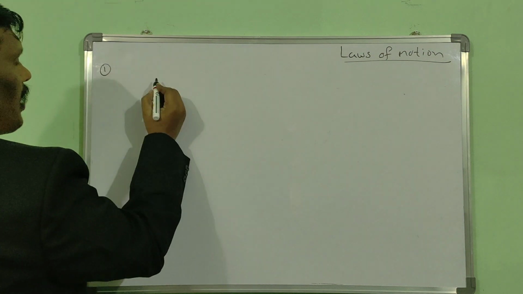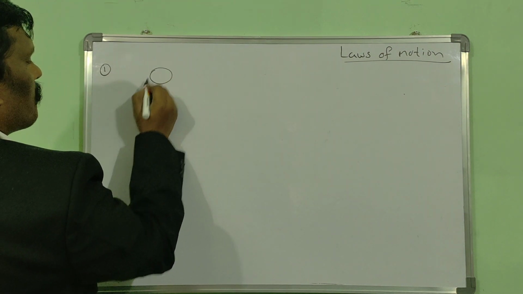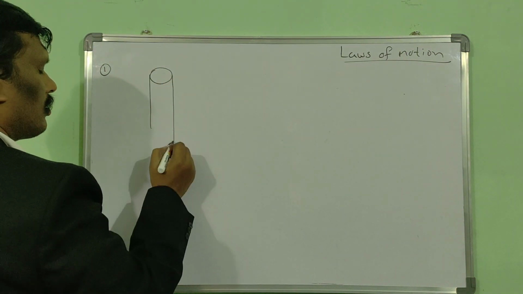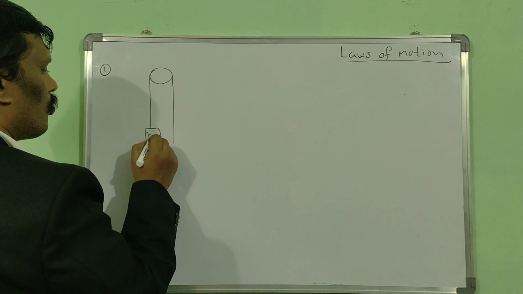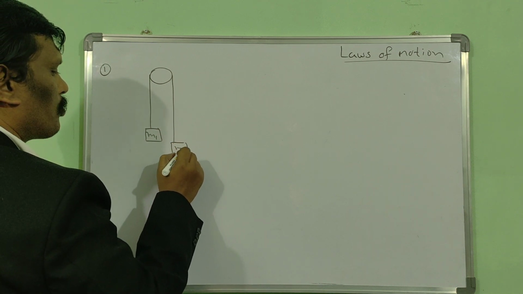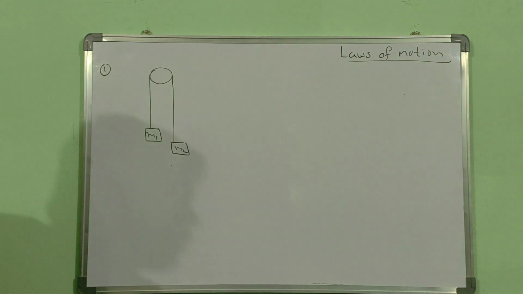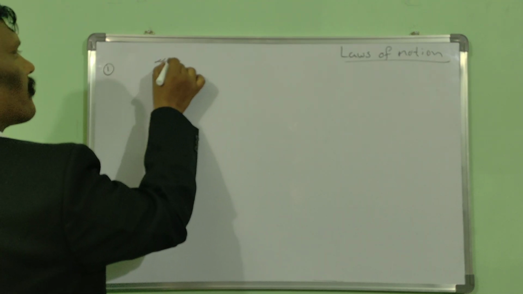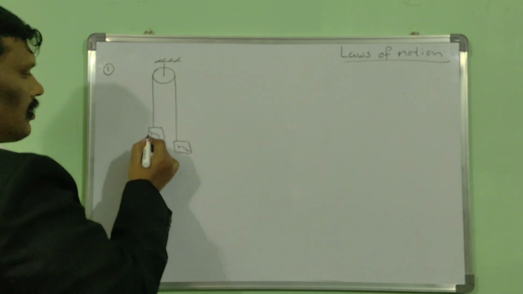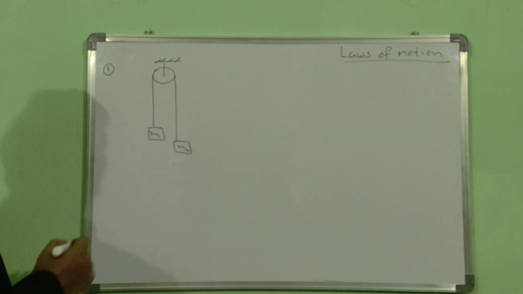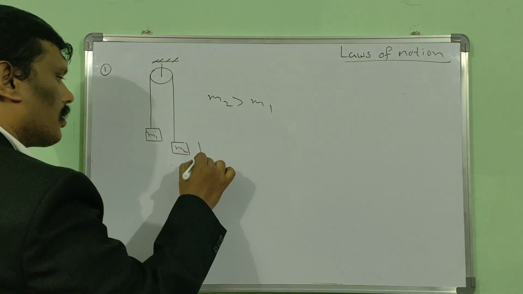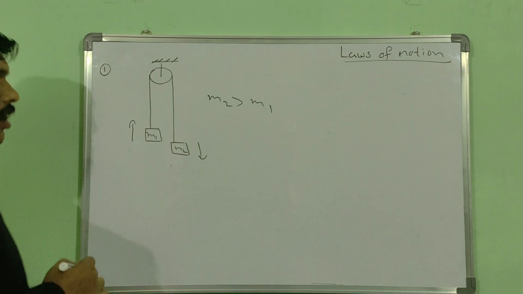First, I am going to consider one light and frictionless pulley and two masses, one is M1, another one is M2. This is one of the situations. Here this is the pulley, this is the string, and these are the masses. If M2 is greater than M1, in this situation M2 moves downward and M1 moves upward.